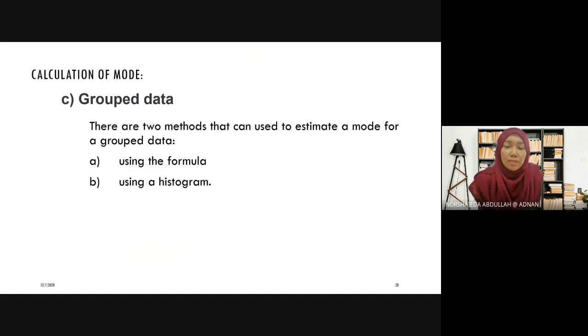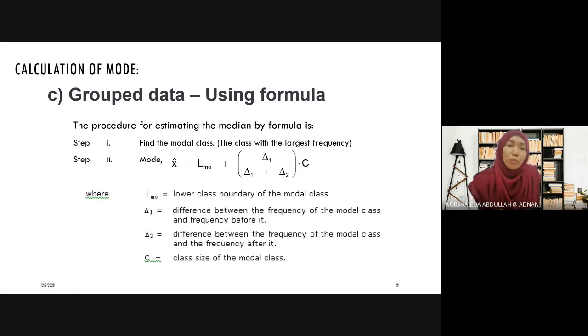For grouped data, there are 2 methods to find the mode. First, using the formula. The second one, using the graph. So we use the histogram. So the first method, using the formula. So this is the formula for mode.